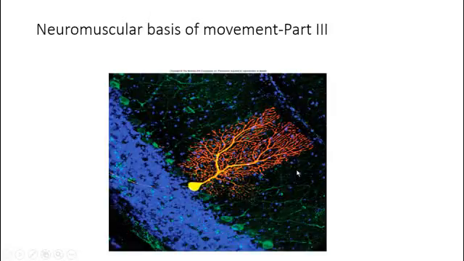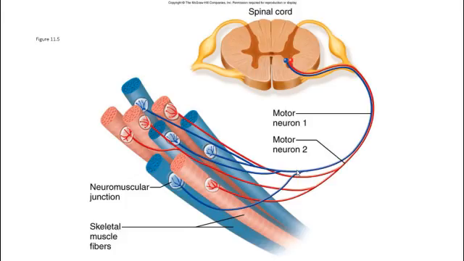Welcome to part 3 of the neuromuscular basis of movement. In this segment, we are going to be looking at the structure and function of the motor unit and also the structure and function of receptors. We're going to start with the motor unit, and you have seen this before.